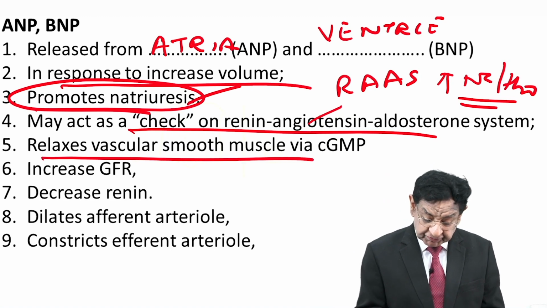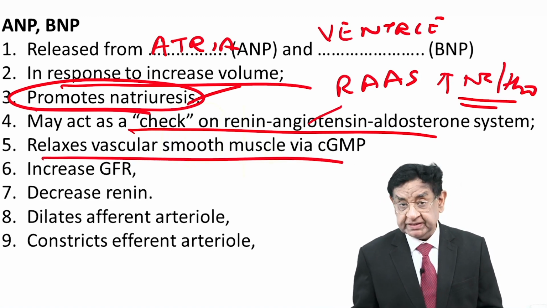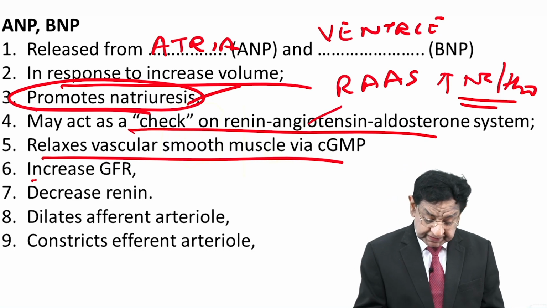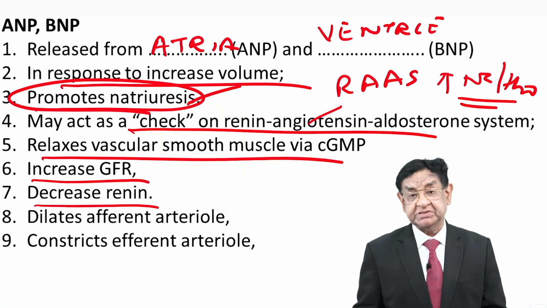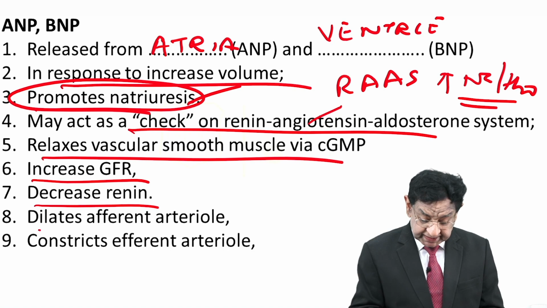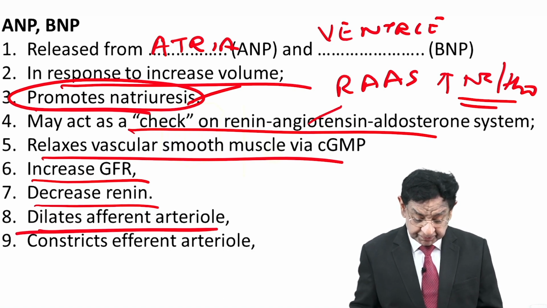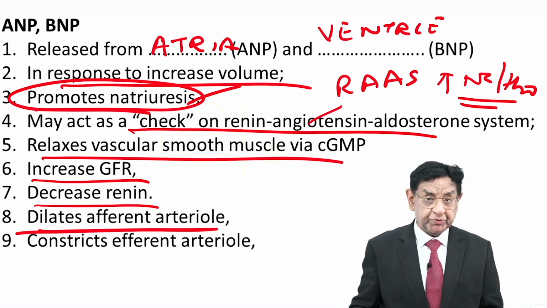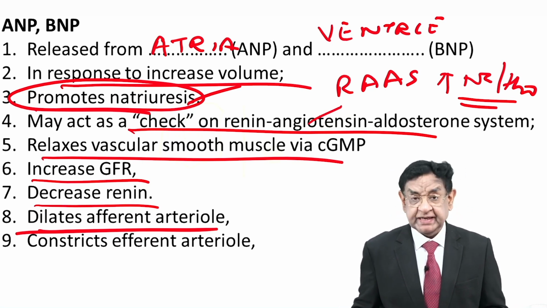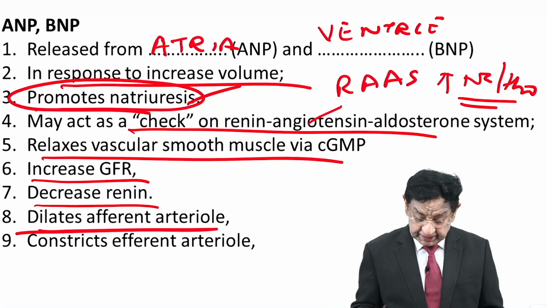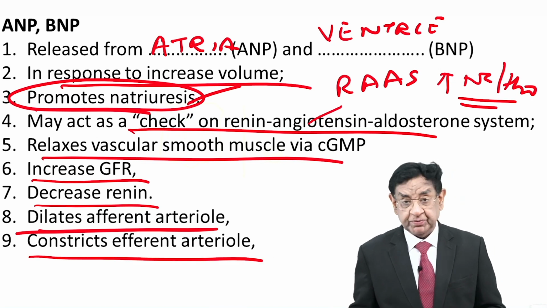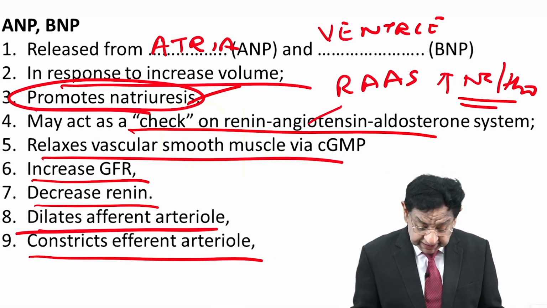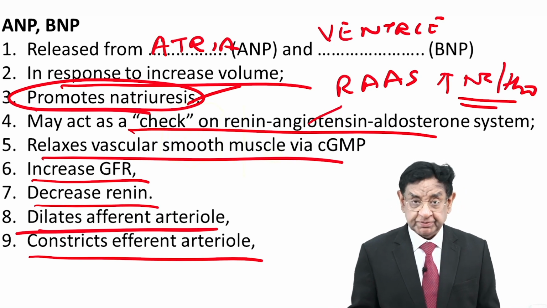They relax vascular smooth muscle via cGMP, cyclic GMP. They increase GFR, they decrease renin, and they dilate the afferent arteriole. Point to be noted, angiotensin was causing efferent arteriole constriction, while they are dilating the afferent arteriole and constricting the efferent arteriole, and that's why they increase GFR. Point to be noted very carefully.